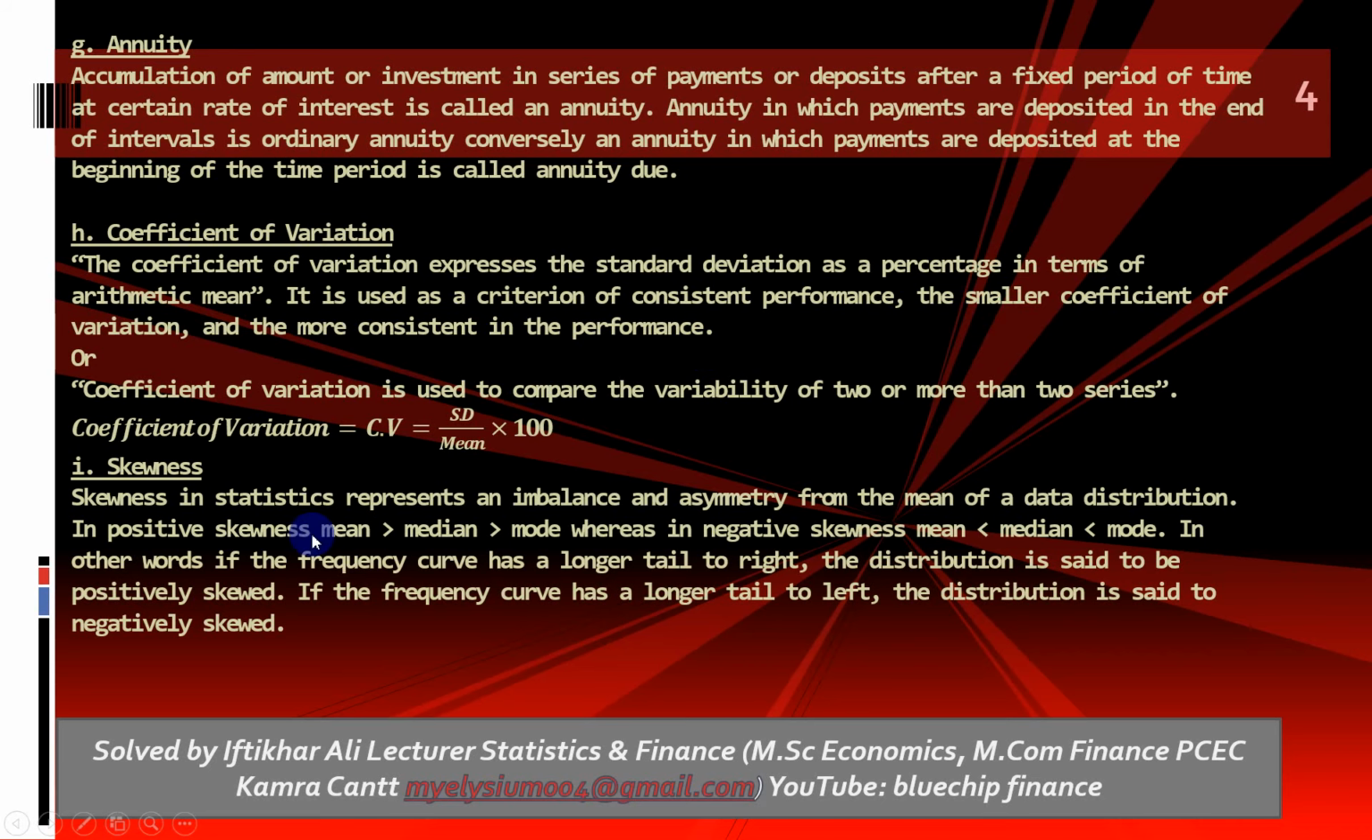The next one is skewness. What is skewness? If mean, median and mode are all equal, then there is no skewness in the data. But if mean, median and mode are not equal, then there is skewness in the data, and skewness may be positive or negative. If mean is greater than median and median is greater than mode, then there is positive skewness, and in the reverse case there is negative skewness.